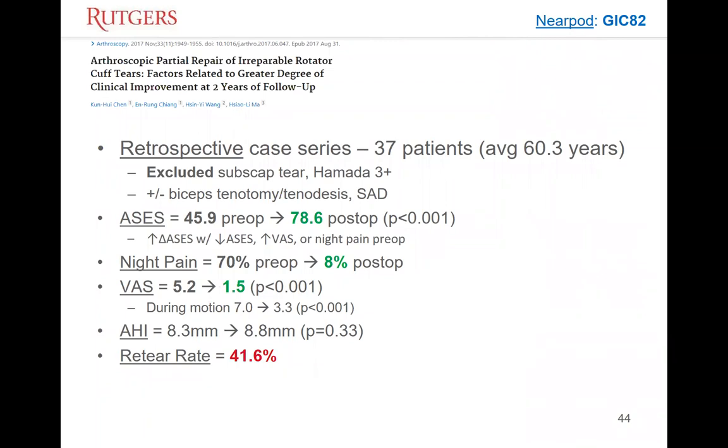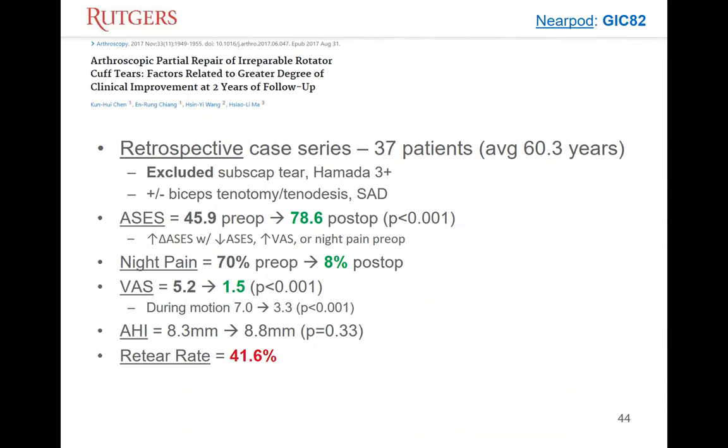A group from Taiwan retrospectively reviewed 37 of their patients who underwent a partial repair and followed them for an average of 30 months. All the patients were told pre-op that a complete repair would be attempted, but if not possible, a partial repair would be performed. They did exclude patients with subscap tears and those with Hamada grades 3 or higher. Biceps tenotomy or tenodesis and subacromial decompression were performed as needed.